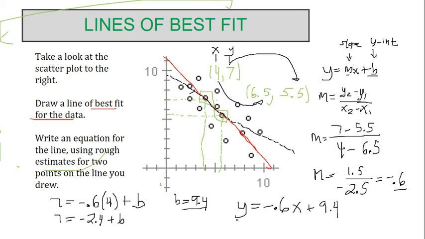So in your checkpoints and exams, they will label the 2 points they want you to use. Because if they didn't, everybody would come up with a slightly different answer. So they'll go ahead and label which 2 points they want you to use, and then you'll go through this process to find the equation of the line.